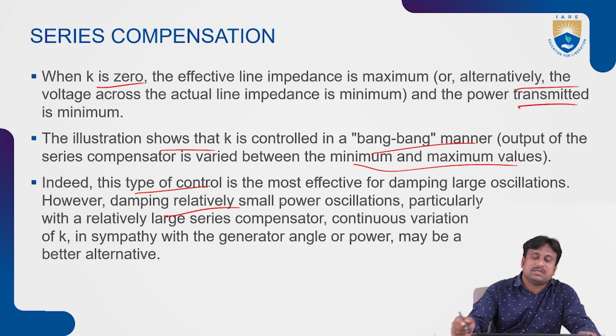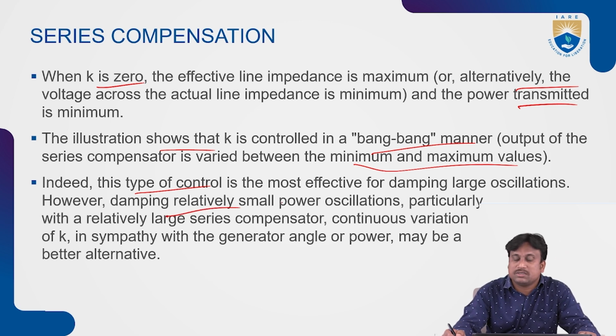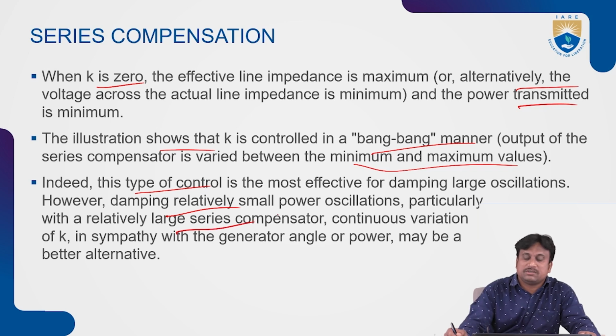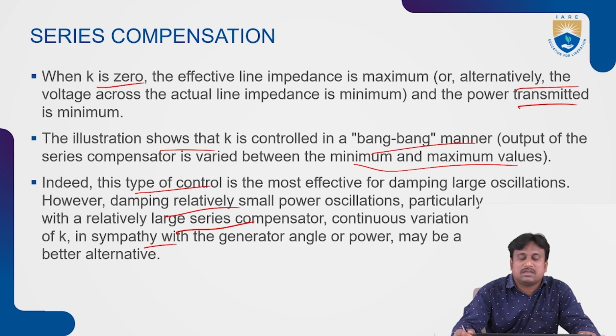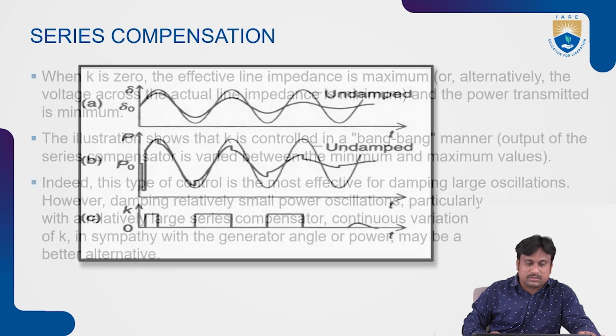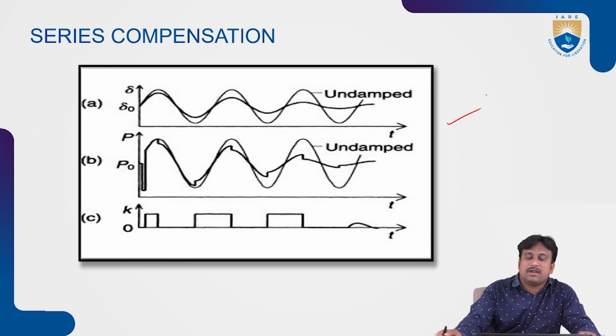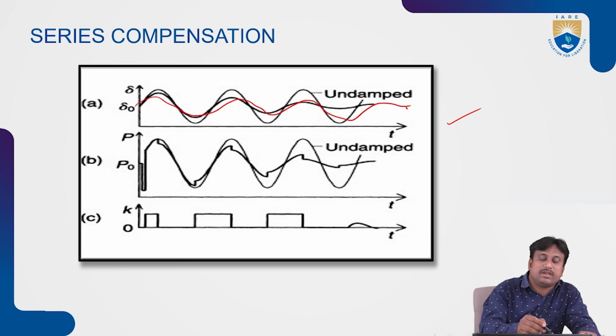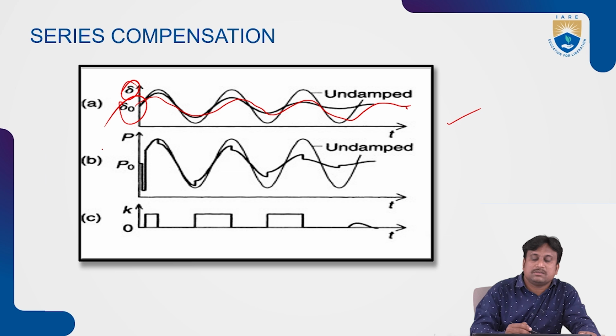However, damping relatively small power oscillations is different. Particularly with a relatively large series compensation of the line, continuous variation of K in sympathy with the generator angle or power may be a better alternative for the whole system. So this is one of the undamped system lines. Here the undamped frequencies are represented. This may result in variations of delta and delta naught. The whole power with respect to P naught will be represented under undamped nature.